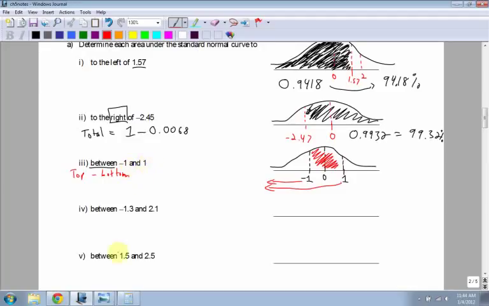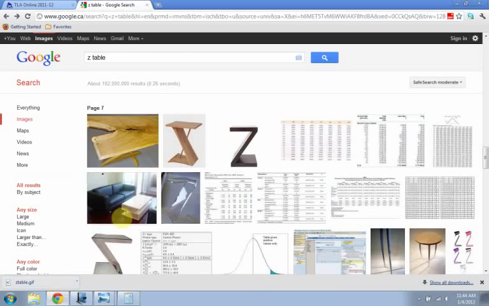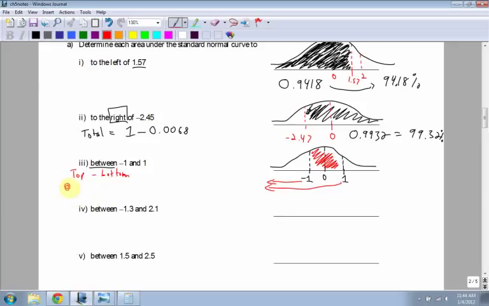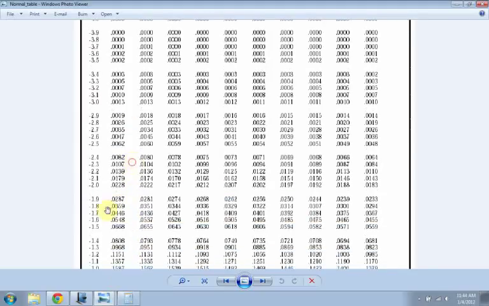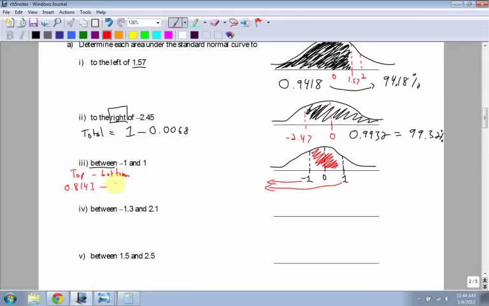So, first thing I look at is the area for +1. So I'm looking at my positive table. 1, now I'm not going over any because I just want 1.0, which is 0.8413. So I get 0.8413 minus the bottom area, which is -1. So I go to -1 and just do the first one over, which is 0.1587.